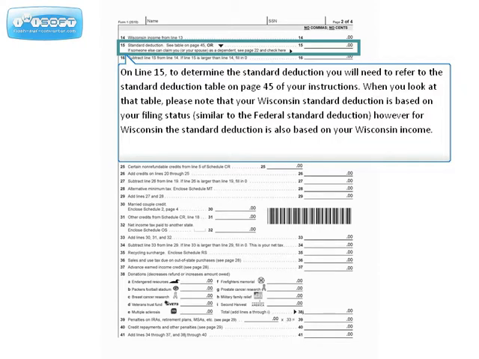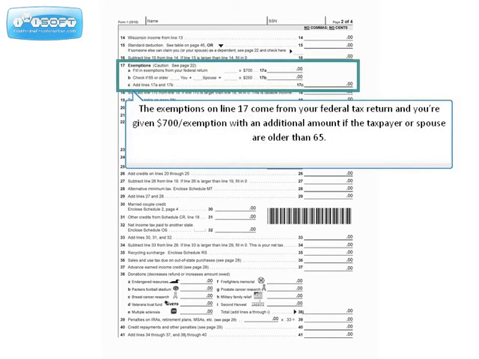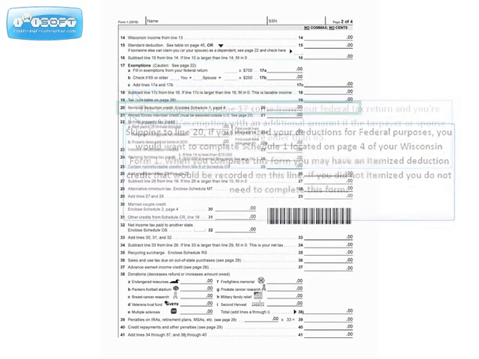When you look at that table, please note that your Wisconsin standard deduction is based on your filing status. That's similar to the federal standard deduction. However, for Wisconsin, the standard deduction is also based on your Wisconsin income. The exemptions on line 17 come from your federal tax return, and you're given $700 per exemption with an additional amount if the taxpayer or spouse are older than 65.